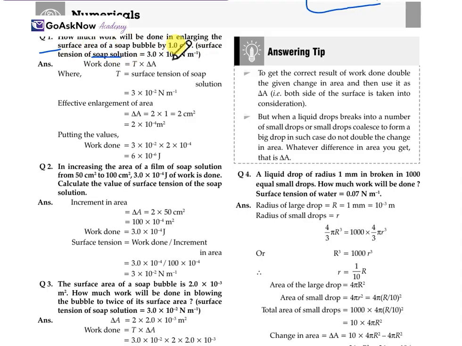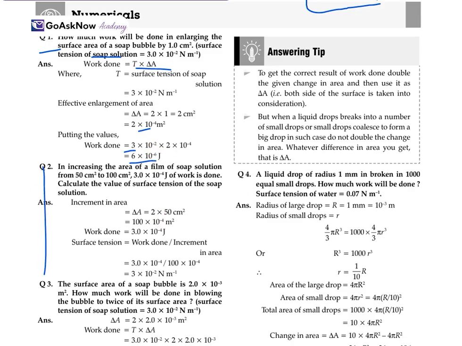Surface tension of the soap solution is this. So work done is equal to T into delta A. When we substitute the value, we get 3 into 10 raised to the power minus 2. So the effect of enlargement area, delta A is equal to 2 into 1, which is equal to 2 centimeters square. So 2 into 10 raised to the power minus 4 meters square. Putting the values, work done W is equal to T times A, and here we get the work done is equal to 6 into 10 raised to the power minus 6 joule. So this is the work done.